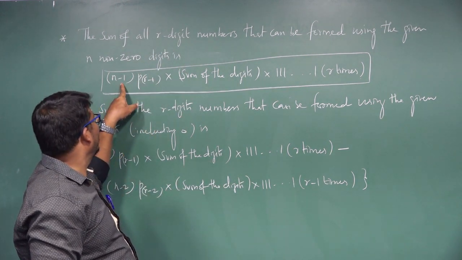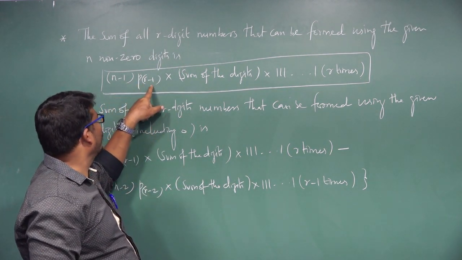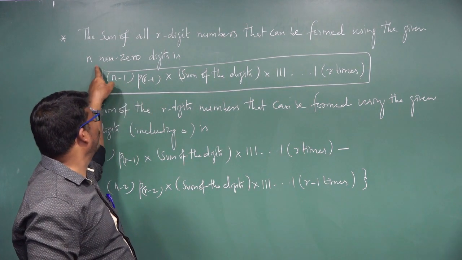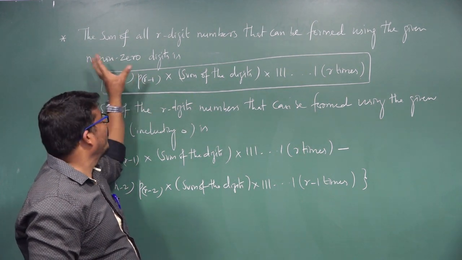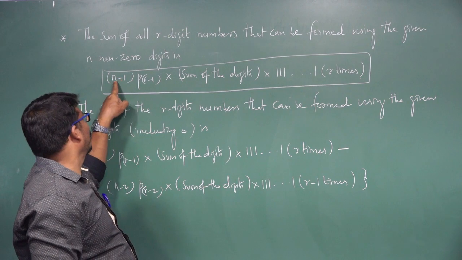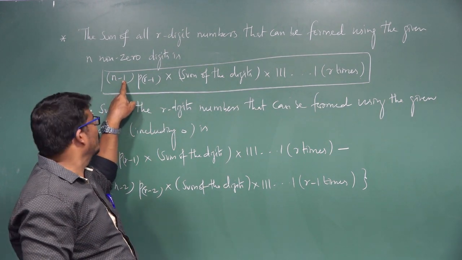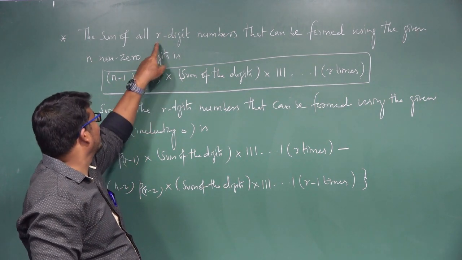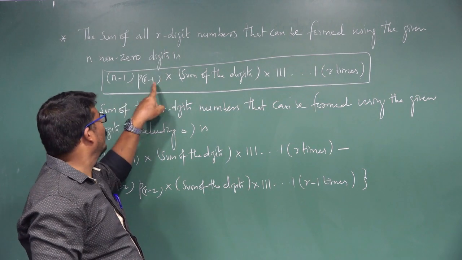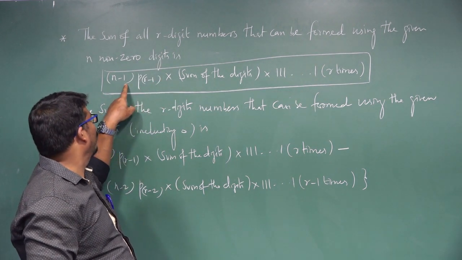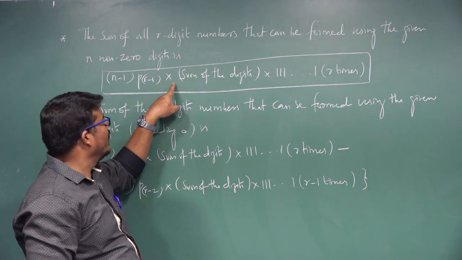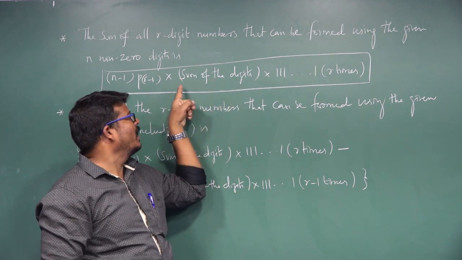Using the formula (n−1)P(r−1), n is the number of digits. For example, if 5 digits are given, n−1 is 5−1, which is 4. P(r−1) means the sum of 4-digit numbers, so 4−1 is 3: 4P3 into the sum of the digits.